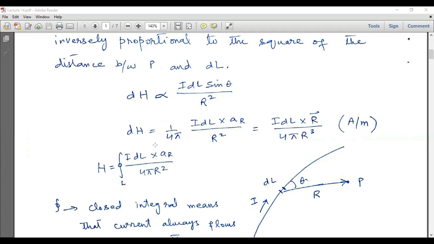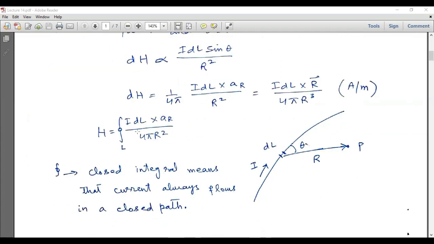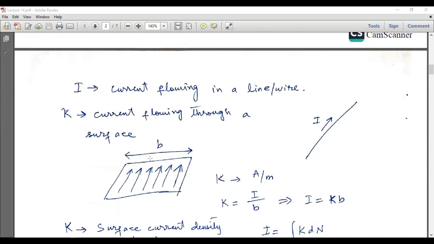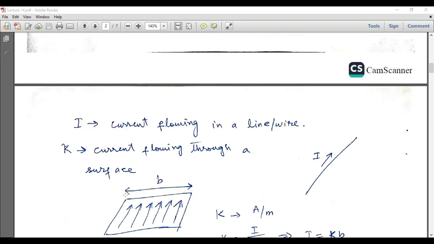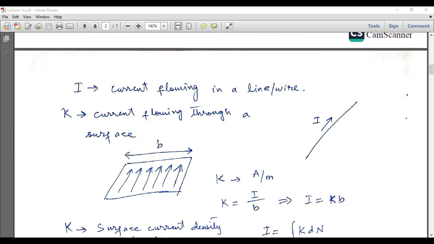So this can be written as the total magnetic field intensity equal to the line integral of this expression. And we have a closed integral because current always flows in a closed path. When we have a current passing through a line or a wire, then we will use this expression. But current can have other types of distributions as well. For example, in electrostatics, we had surface charge distribution and volume charge distribution. That same distribution can also occur for the case of current.